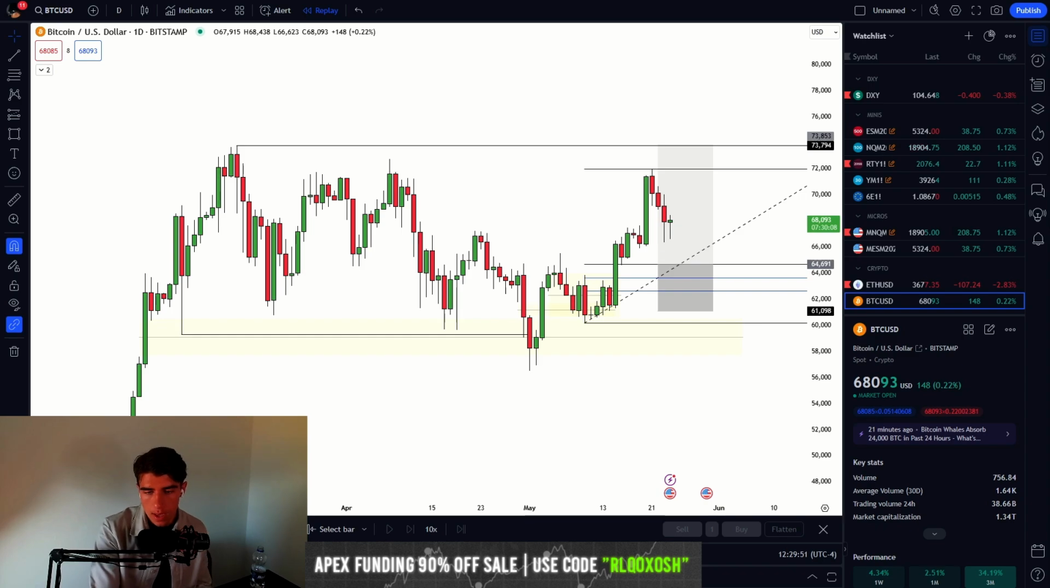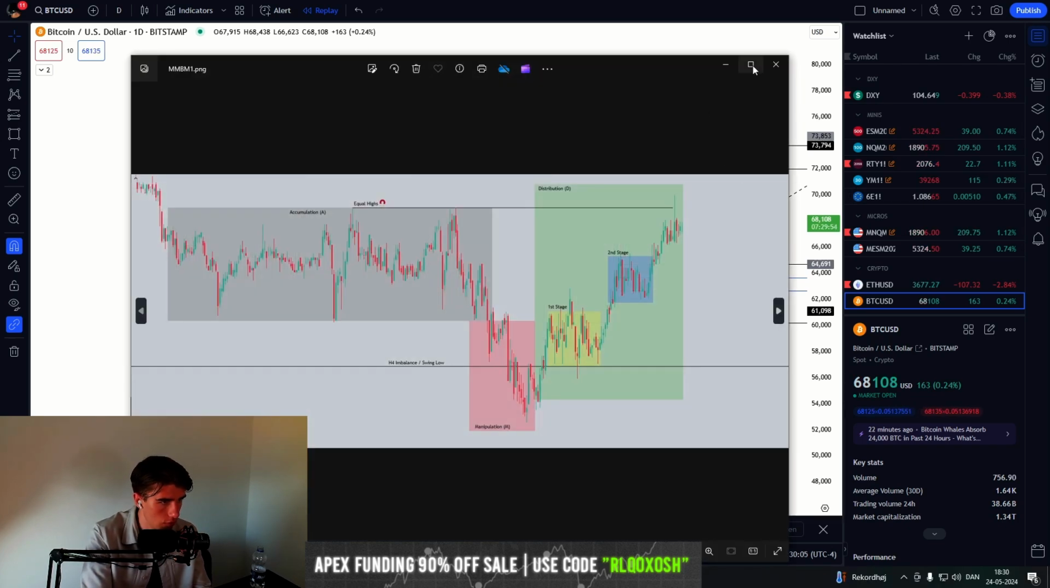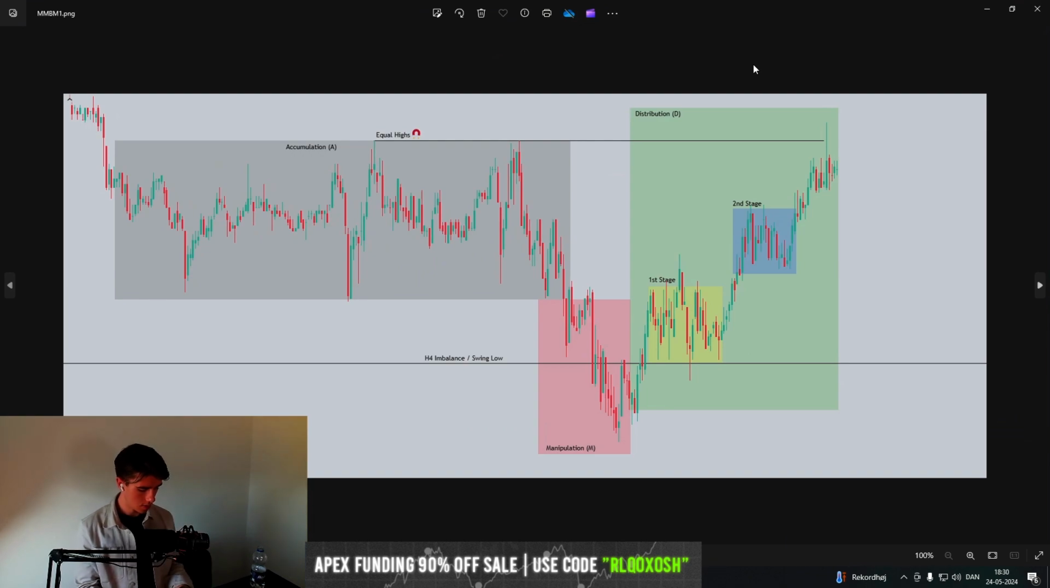Yeah, absolutely. What you're looking at there could be a market maker sell model, but obviously not the cleanest one, right? The first stage distribution of that example right there is obviously very large. Let me show you a few examples that I've taken pictures of here. So for example, this right here, excuse me.